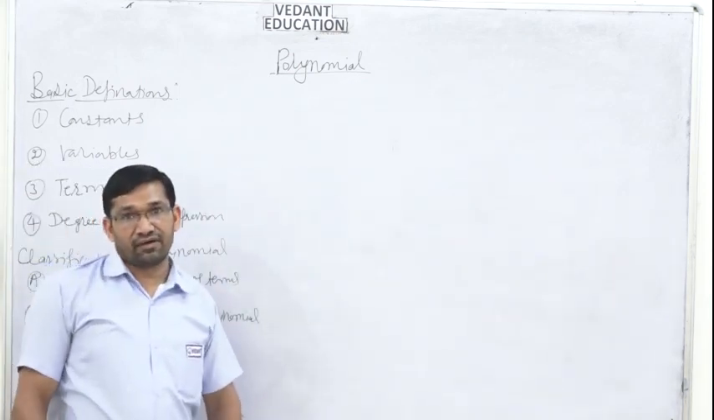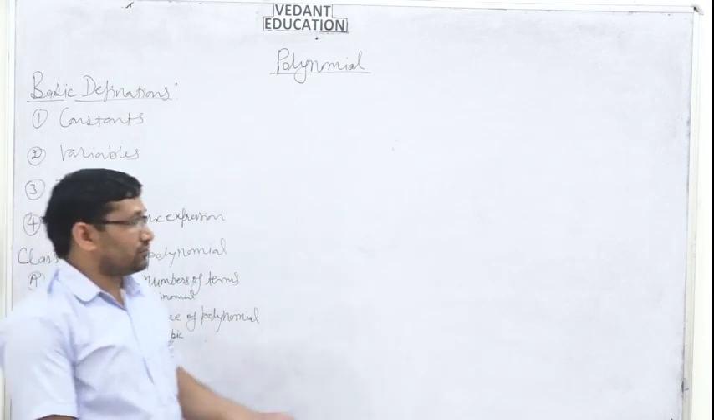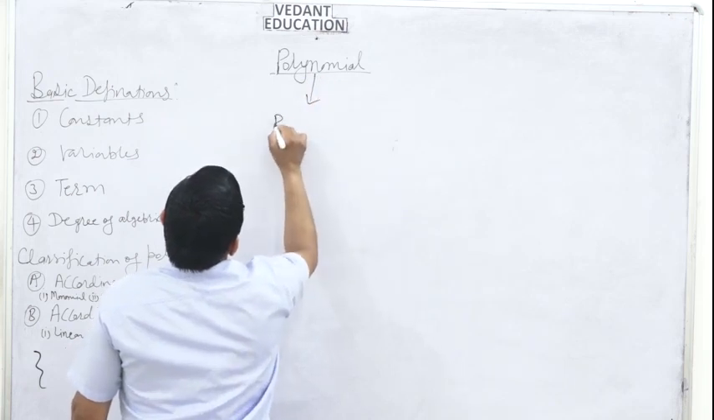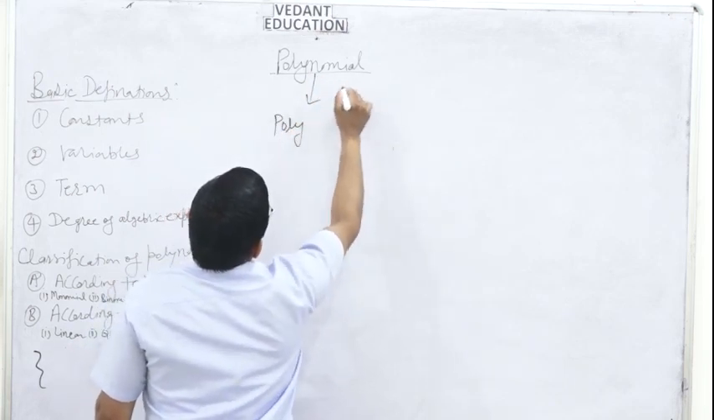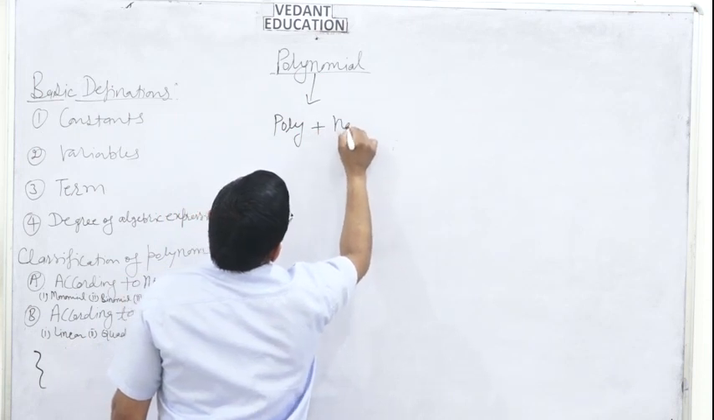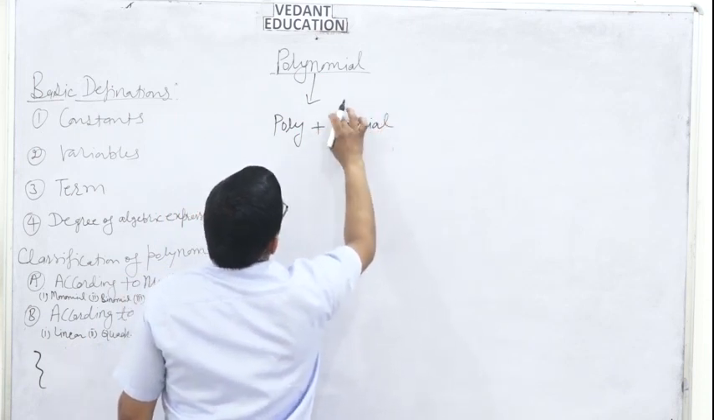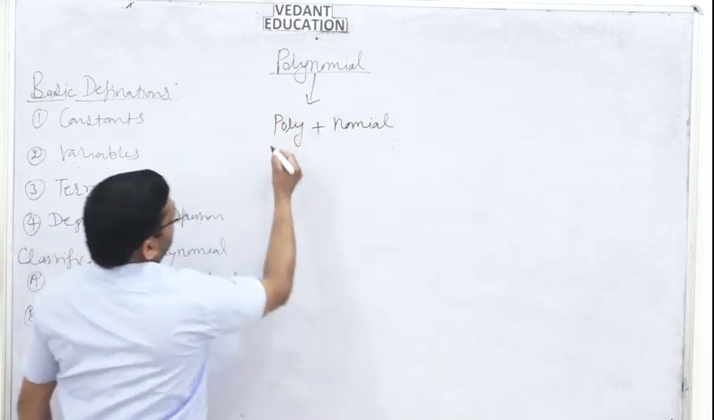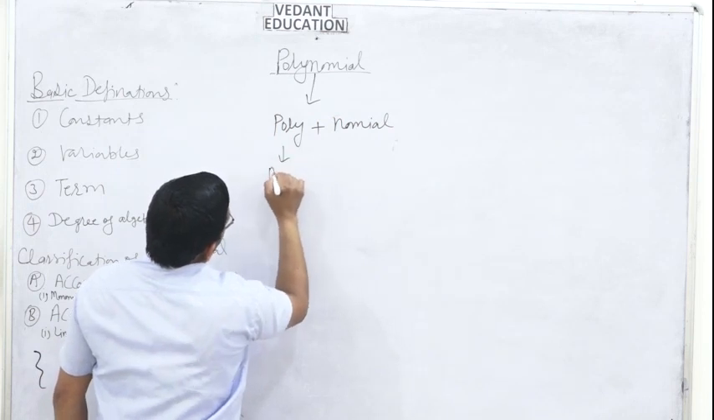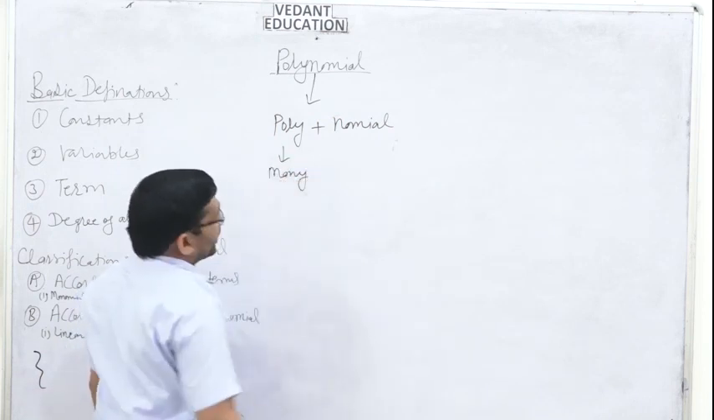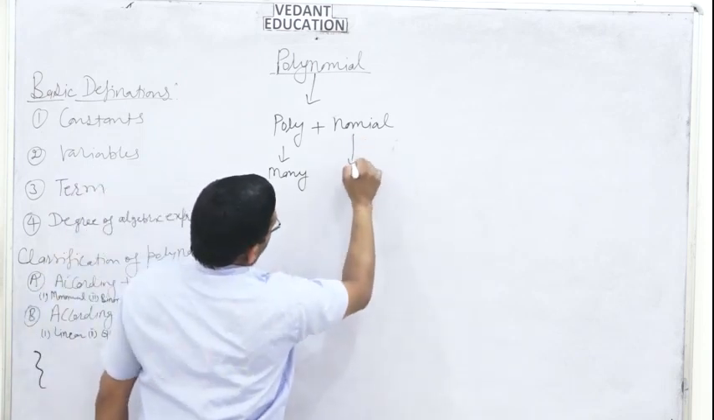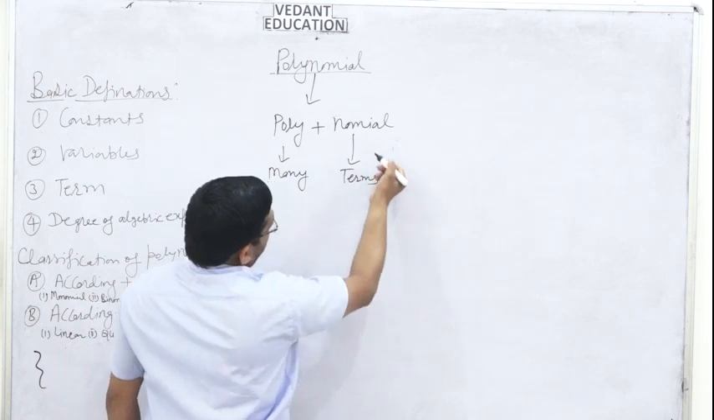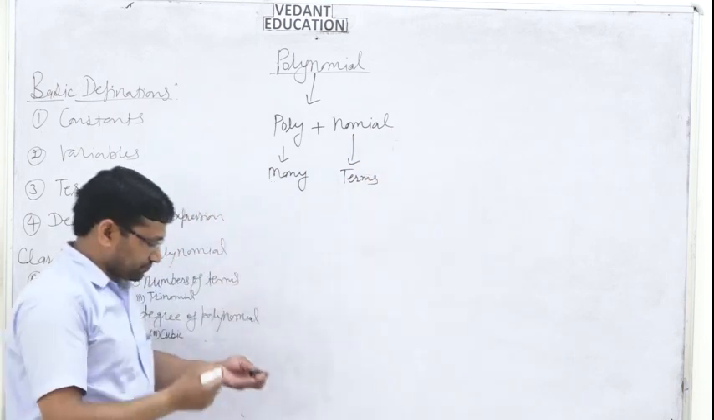Polynomial is the English word. This is made by two words. First is poly and second is nomial. Both are Greek words. Poly means many, and nomial means terms. We can also say that nomial means name.